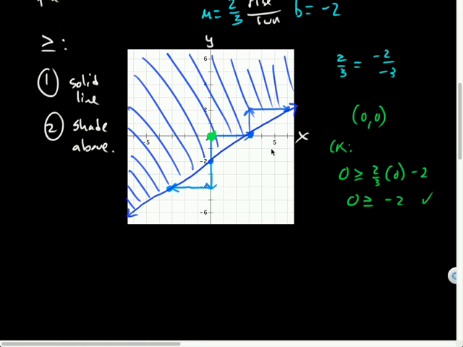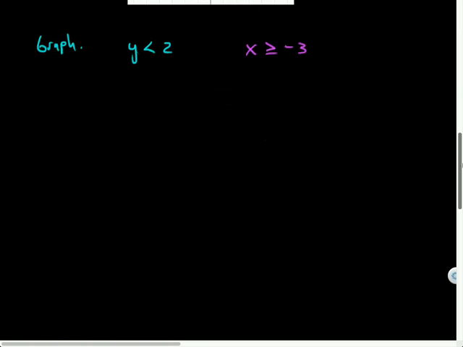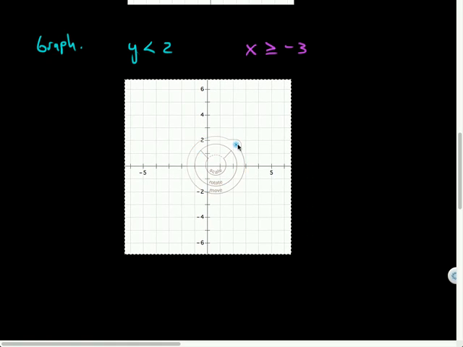One more quick concept I guess I'll do is, what does the graph y is less than 2 look like? And what does the graph, I'll even do this in a different color, x is greater than or equal to -3 look like? So y is less than 2. What could you tell me about that line? Any facts?